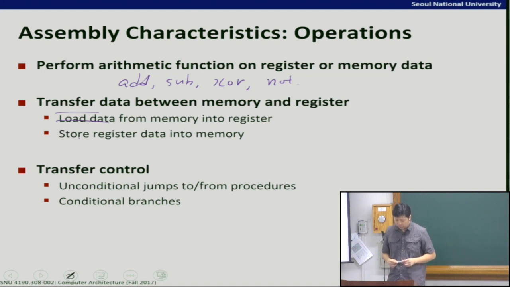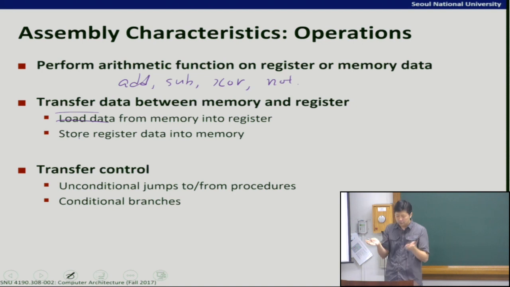And transfer control. Let's say sometimes you have to jump to a different location, or in order to execute a loop, there must be some branch instruction, right? Branch means whenever you reach a certain point, depending on the condition, you either jump to a remote location or just go to the next instruction, depending on the condition, right?